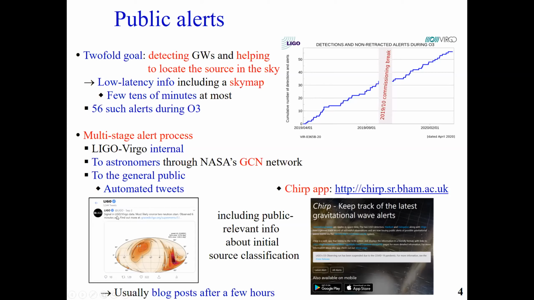But we also send it to the general public through either automated tweets, like the one you see here, or to this very cool Chirp app that you can get more information. It's developed by colleagues from Birmingham, where you can receive on your phone LIGO Virgo alerts. And then humans take over, and usually you get blog posts after a few hours.